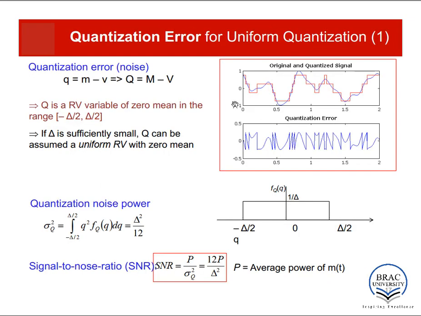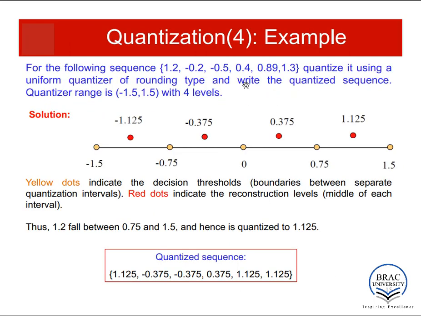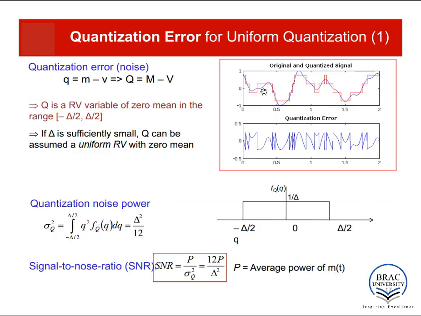We have already been introduced to the quantization process and quantization error. Quantization error occurs when we are quantizing a sample. Let's say in our example, we are quantizing this value of 1.2 to 1.125, or we are quantizing this value of 0.89 to 1.125. Our quantized sample 1.125 is not exactly equal to 0.89, so there is an error, a mismatch between them. This error is called quantization error. So quantization error is basically the difference between the original continuous sample minus the quantized sample, m minus v.